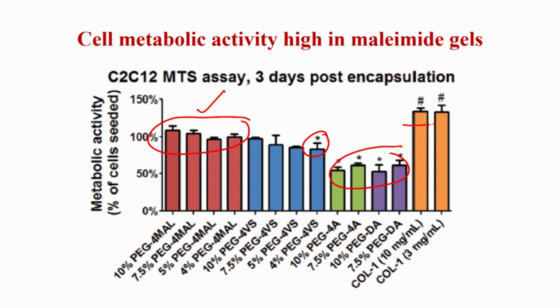And this is again just a collagen control. Collagen of course has a higher metabolic activity for these cells. These are C2C12, which are essentially muscle myoblast cells, and you see that even though the activity is not as good as collagen, compared to the other synthetic polymer chemistries, they have a much better metabolic activity.